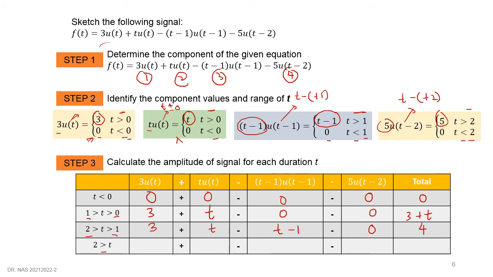Please take note of the notation, whether it's negative or positive for each component or only a single component. Next, the last range, you get 3 here, and then t minus 1, and lastly larger than 2, the amplitude is 5. So you get the total amplitude minus 1.